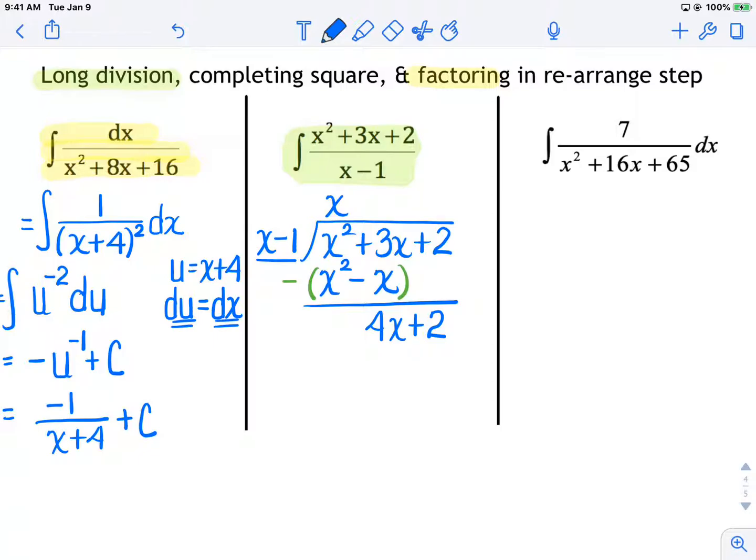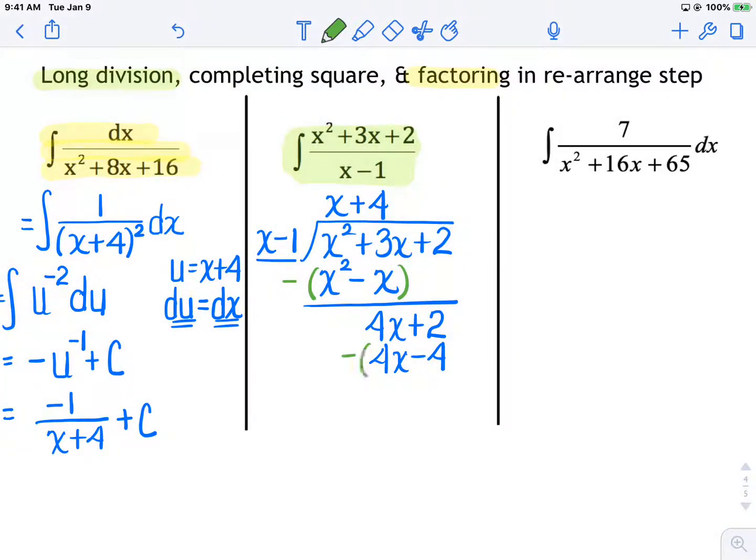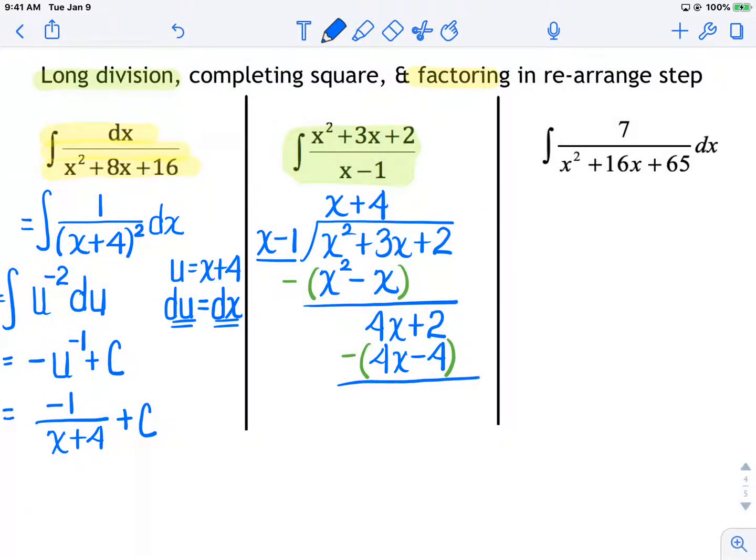And then I'm going to try to divide again. X minus 1 divides into 4x plus 2 4 times. So I will have 4x minus 4 here. But again, I need to subtract. That's how long division works. And see what remains. And I am going to get a remainder of 6.